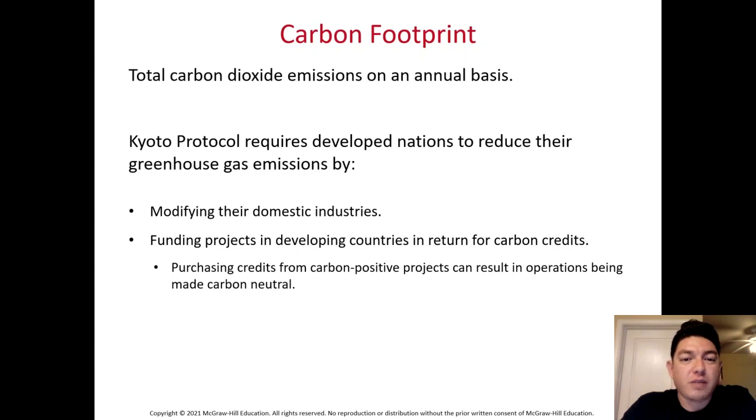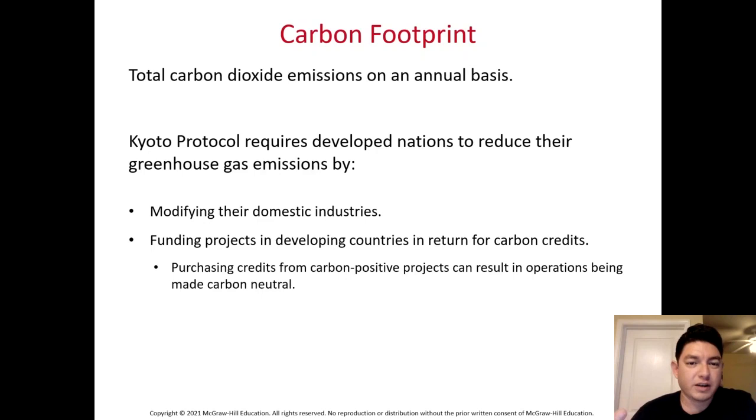The carbon footprint. Total carbon dioxide emissions on an annual basis. All companies right now are trying to reduce their carbon dioxide emissions. We have a lot of businesses that are emerging that use recyclable resources or recycled resources to make their products. The Kyoto Protocol requires developed nations to reduce their greenhouse gas emissions by modifying their domestic industries and funding projects in developing countries in return for carbon credits. Purchasing credits from carbon positive projects can result in operations being made carbon neutral.